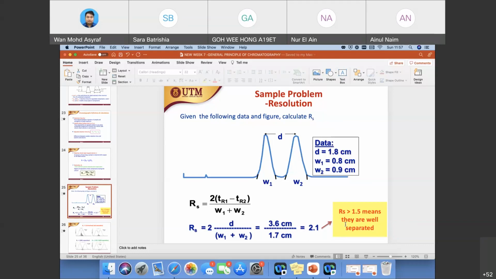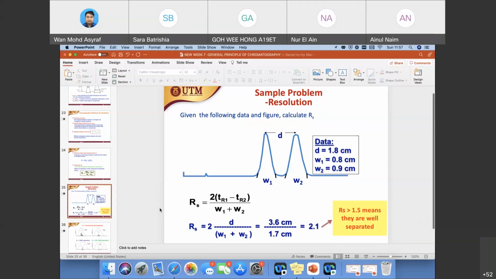So when the resolution is more than 1.5, it means that they are well separated. If your resolution is less than 1.5, it means that it is not well separated. So we take the 1.5 value as the barrier between well separated and not well separated compounds. Up until this point, do you guys understand?